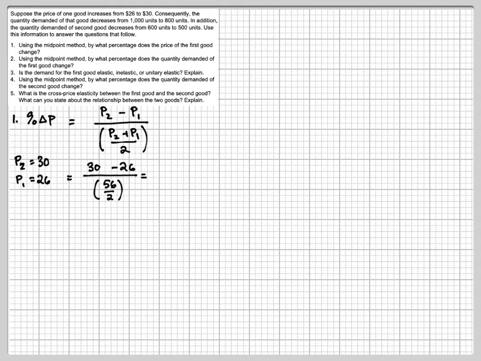Or 4 divided by 28. So 4 divided by 28 is 0.143. So price increased by 14.3%.